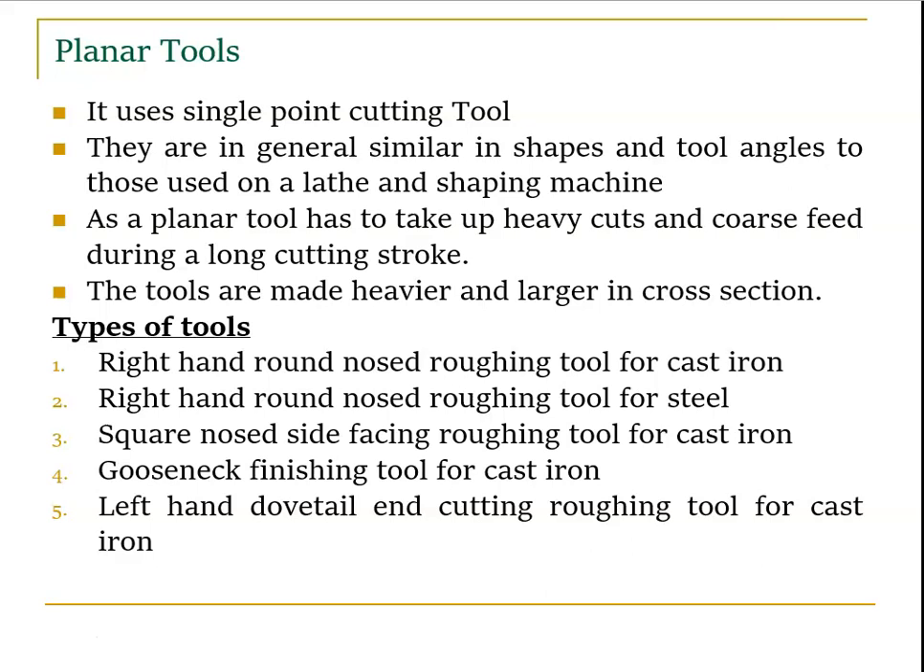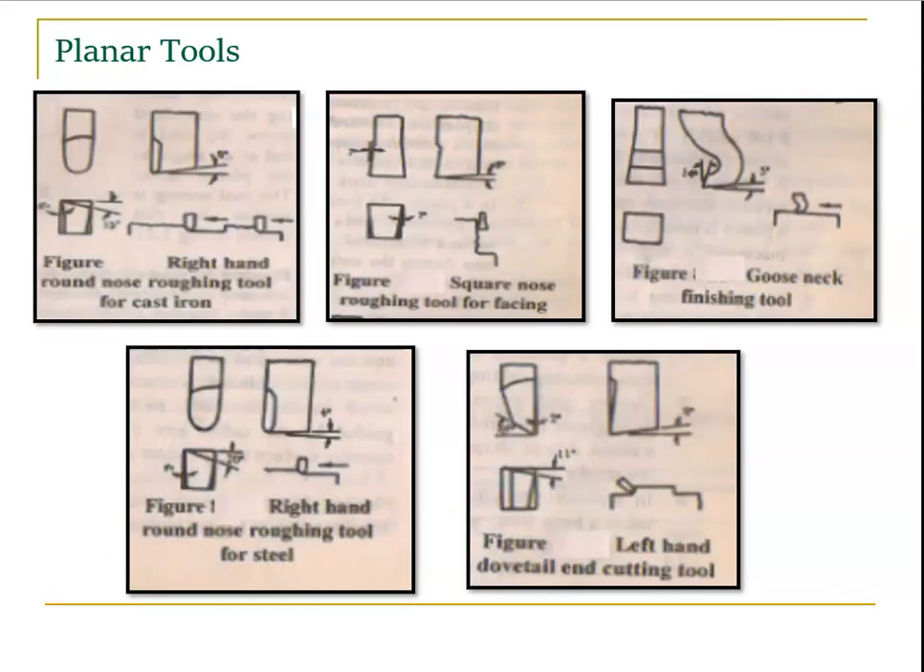So அதெல்லாம் இருக்கணும். Types of tool பார்த்தீங்க அப்படின்னா it may be the right hand round nose roughing tool for cast iron, right hand round nose roughing tool for steel. ஸ்டீலுக்கு ஒரு டூல், cast iron ஒரு டூல். It may be a square nose or gooseneck or left hand dovetail or end cutting roughing tool. These are some of the planer tools. Right, so this is a right hand tool. This one is a square tool. Gooseneck tool. Right hand roughing tool. This one is a left hand roughing tool.